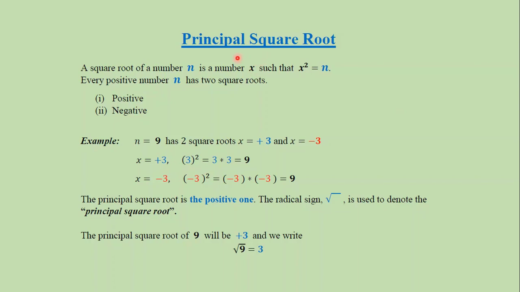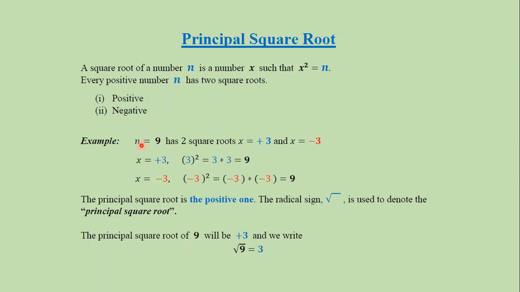In this lesson, we will learn the principal square root, but we first need to learn a square root. A square root of a number n is a number x such that x squared will be n. That means if you multiply x twice, you will get back n. Every positive number n has two square roots.